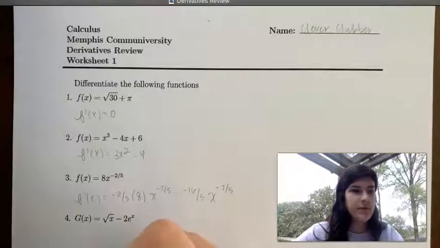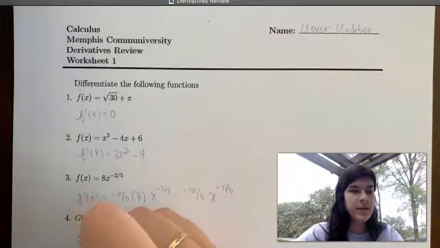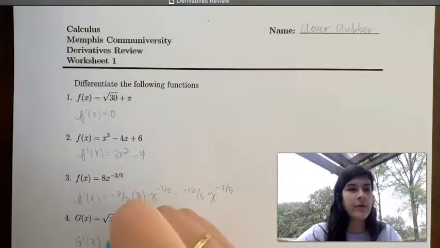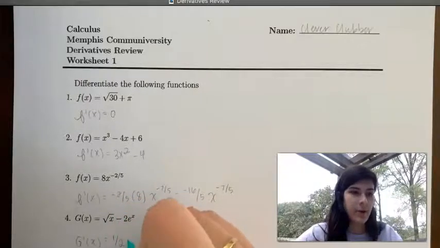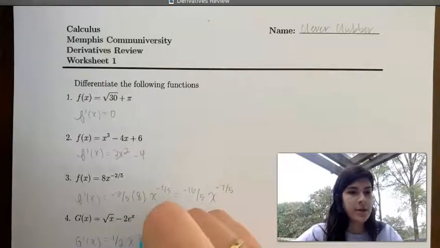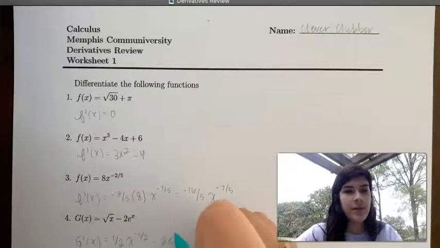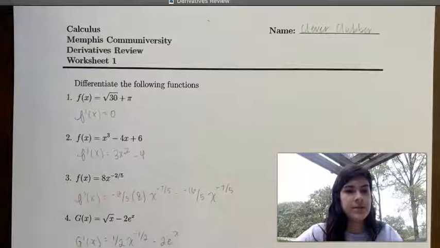Now for number 4, so you could rewrite the root x, but I just went right into it and brought the 1/2 to the front because we're just using the power rule here. And then you're going to subtract 1, and that's how you get negative 1/2. And then the second part, this is really easy because the derivative of e to the x is just the same thing.